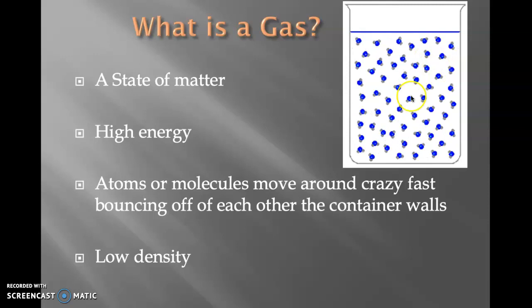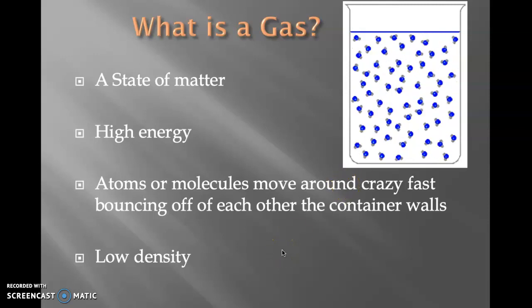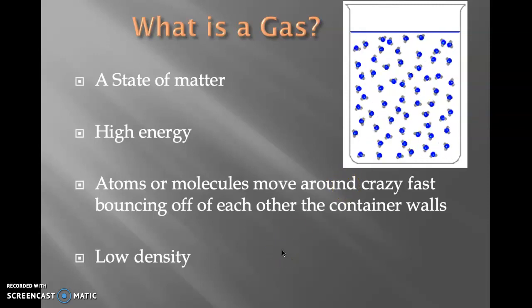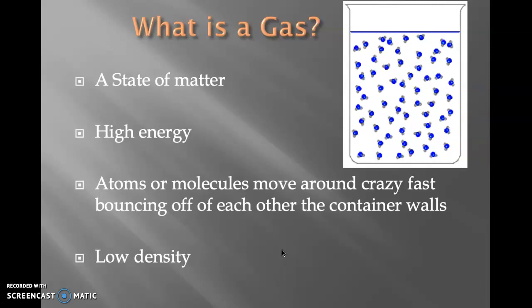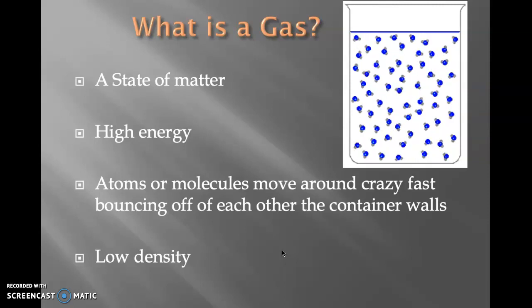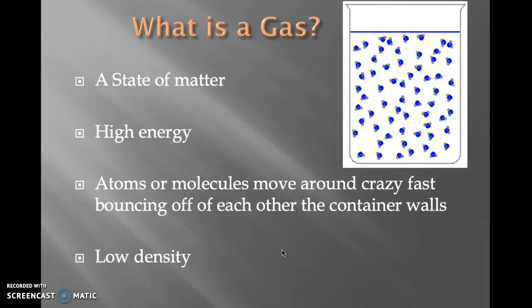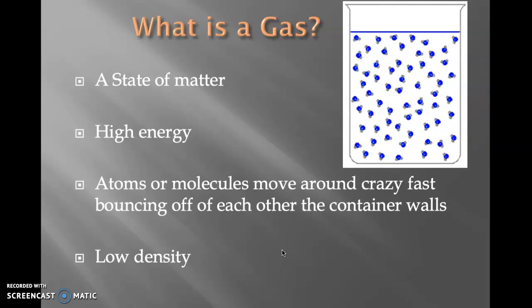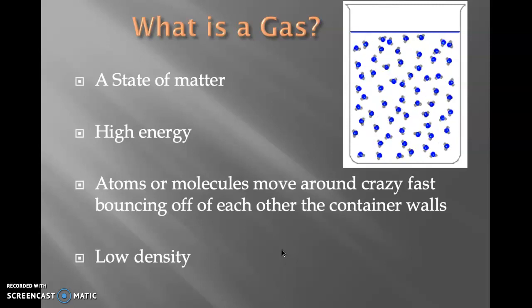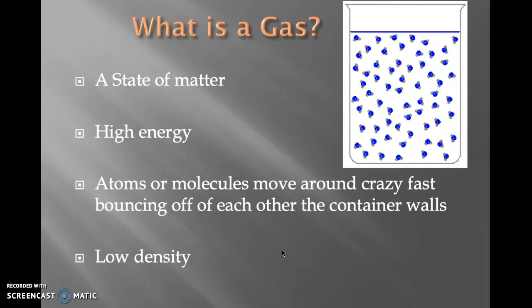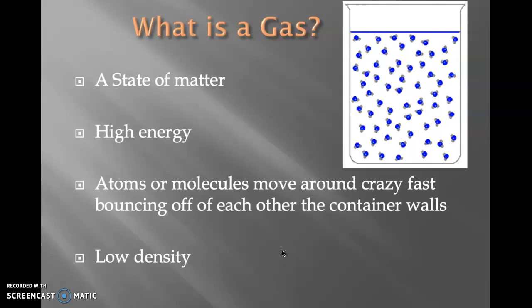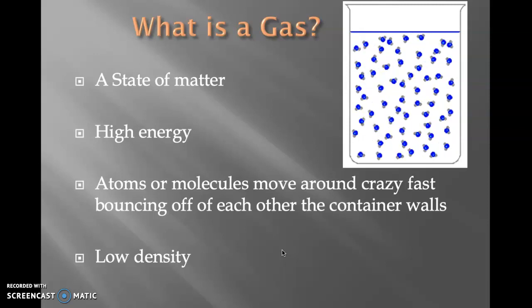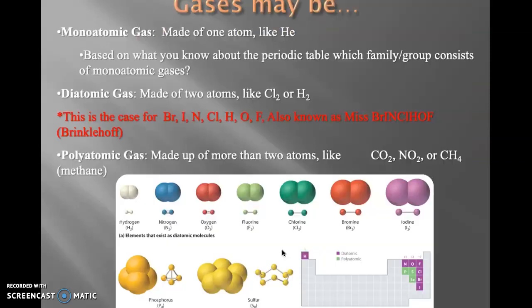And gases also have a low density, meaning that they want to spread apart from each other. Gas molecules want to fill the container up in its entirety. So they spread apart. This way they can equally distribute throughout the container. And when gases have a high density, that means that they're pressurized or they're condensed. And that's when they can be very, very dangerous.